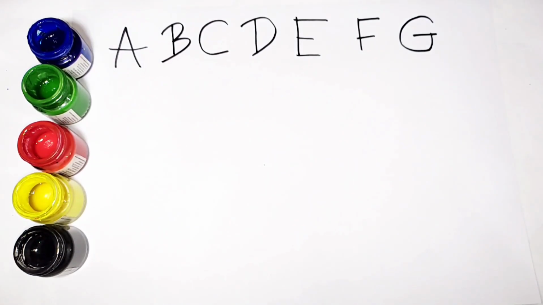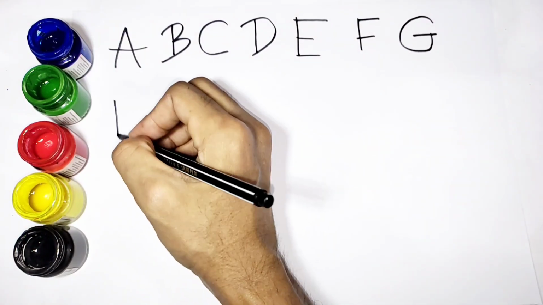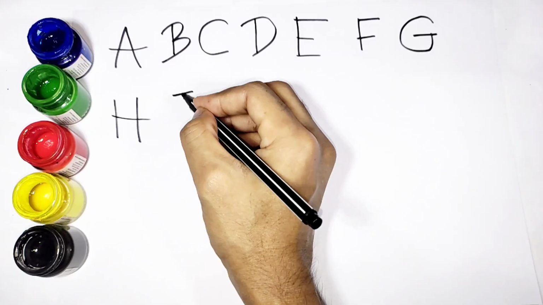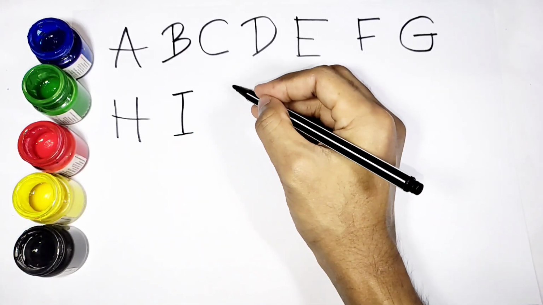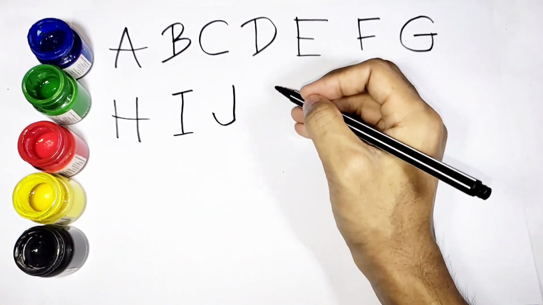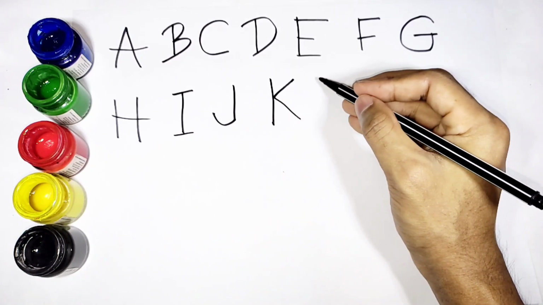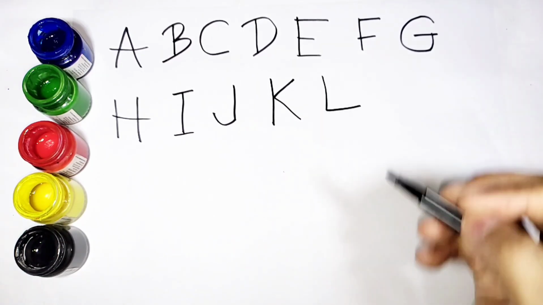And the next one is G. G for God. The next one is H. H for hand. I. The next one is J. And now we'll draw K. K for kite.